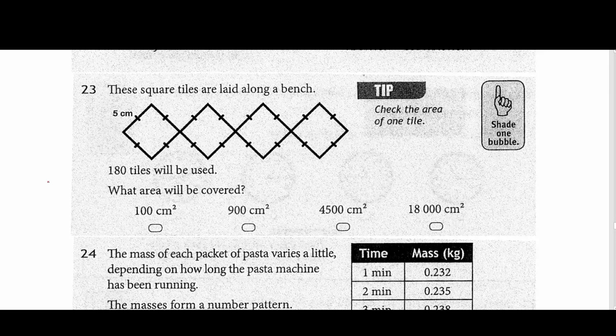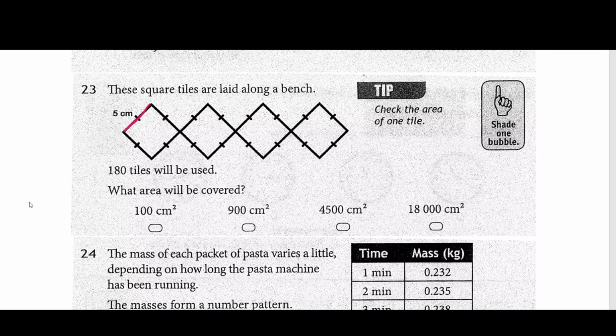Number 23. These square tiles are laid along a bench. 180 tiles will be used. What area will be covered? Okay. So check the area of one tile. So the area of this shape. This shape is a square. Why? Because its side lengths are all the same length. And it has 4 sides.